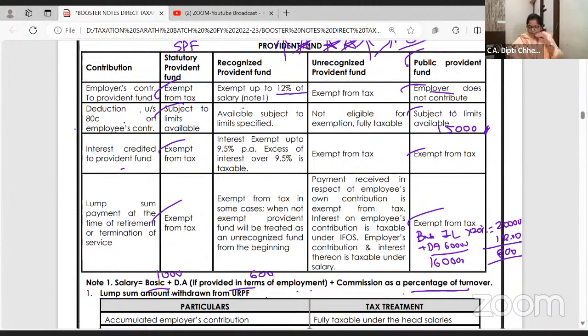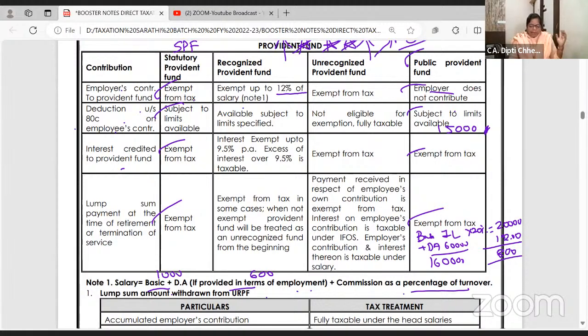Once again. The employer has contributed 20% of the basic, 20,000, but the allowed amount is 12% of basic, DA and commission. So like this, you will get the taxable amount. Please don't do maths, ma'am. 12% is allowed, 20 is given, 8% will be taxable, your answer will go wrong.